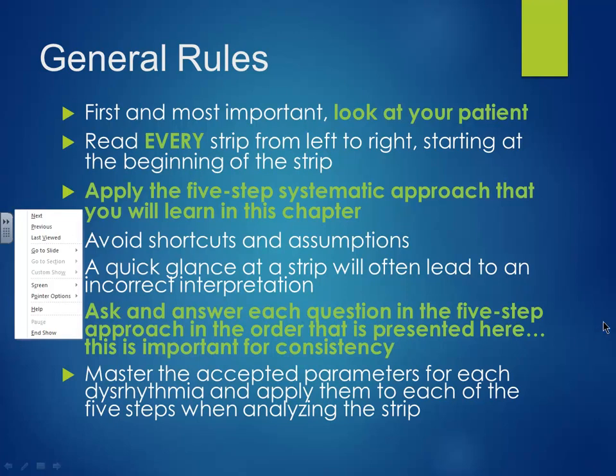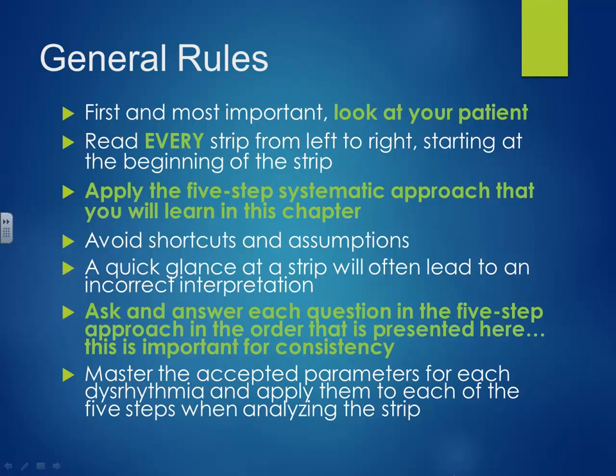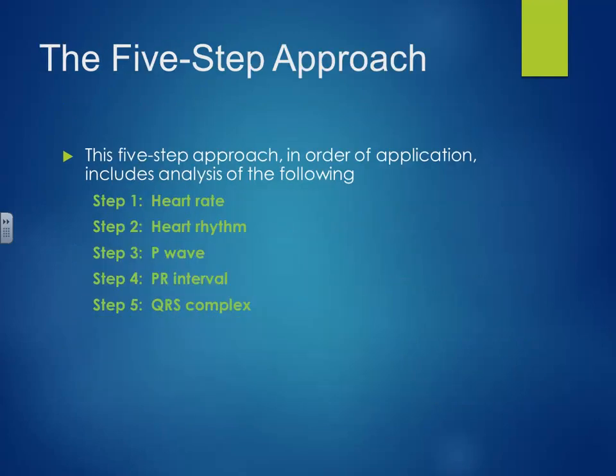And at this point, we should be getting to where we've mastered the parameters of the dysrhythmia as far as doing the steps. So your step 1 is your heart rate. Step 2 is your rhythm, regular, irregular. Step 3, P wave. Step 4, looking at your PRI. And then step 5 is going to be your QRS.